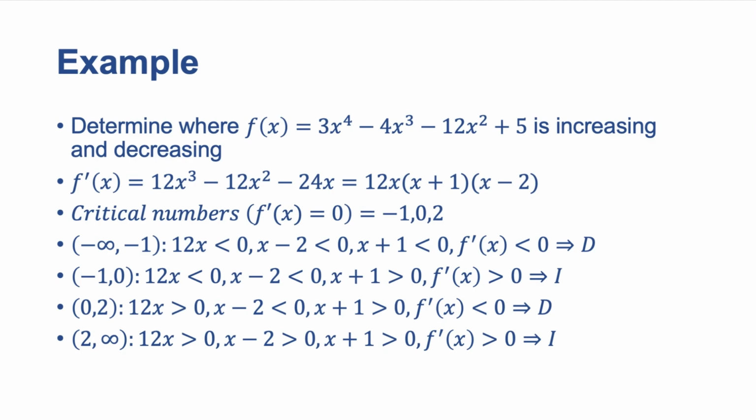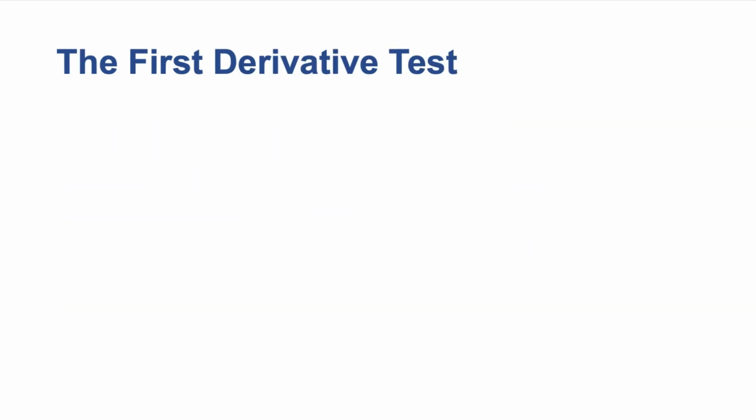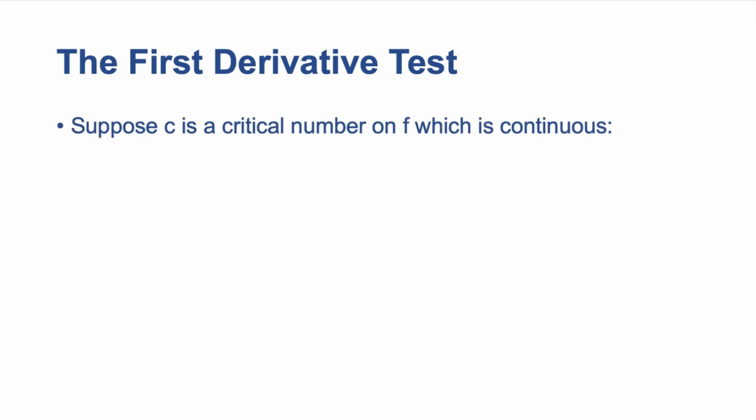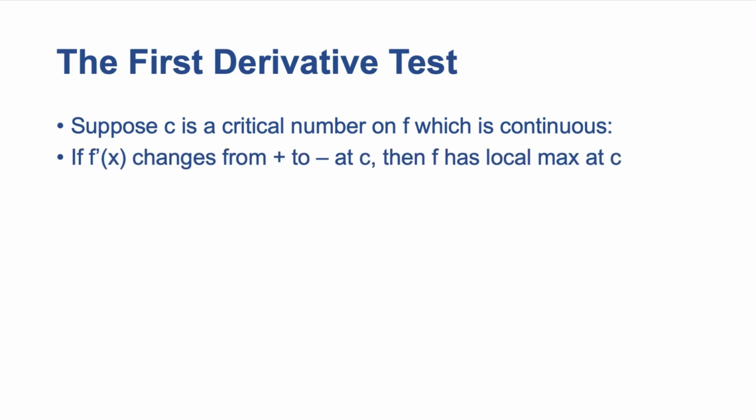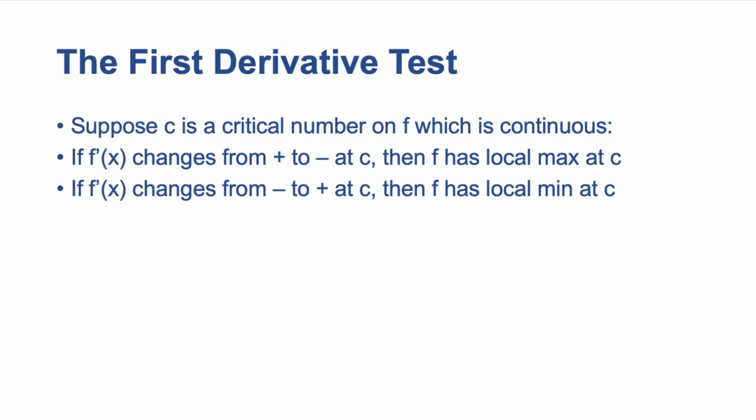So now let's talk about a more formal test that we can use, and this is called the first derivative test. So what is the first derivative test? Suppose c is a critical number of a function f which is continuous. If f prime of x changes from positive to negative at c, then f is going to have a local maximum at c. And if f prime of x changes from negative to positive at c, then f is going to have a local minimum at c.